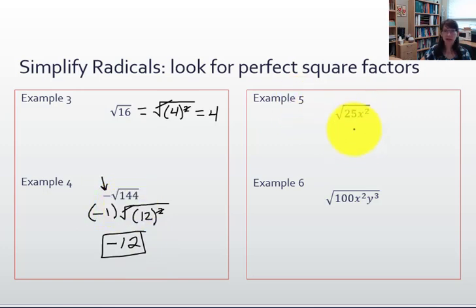With example 5, we have the square root of 25x squared. If you like to think of 25 as 5 times 5, you can see that is a quantity of 5 being squared under the radical. And we also have x squared. That's also a perfect square. So the terms that clear the radical would be 5 and x. That would be 5x.